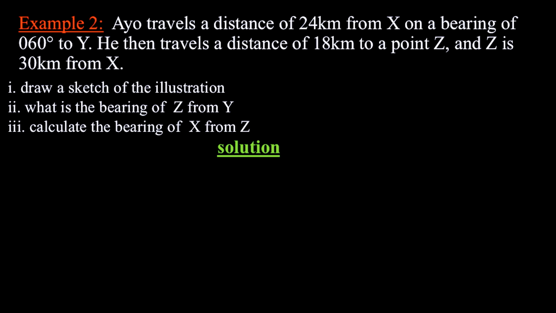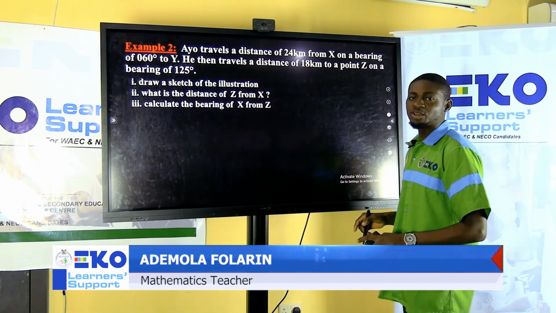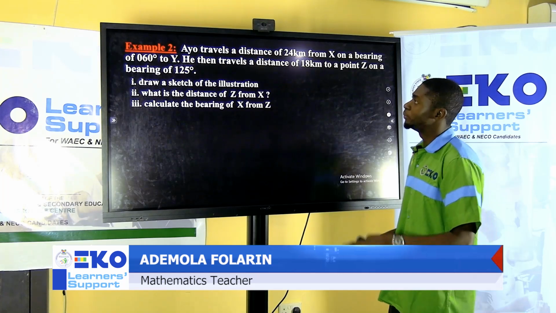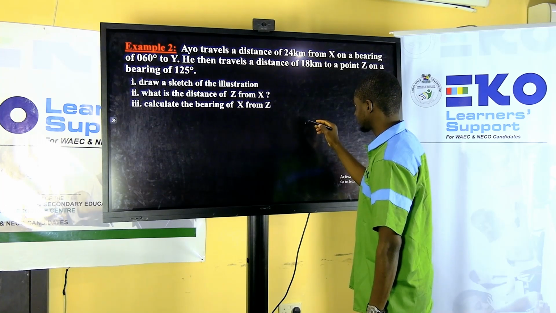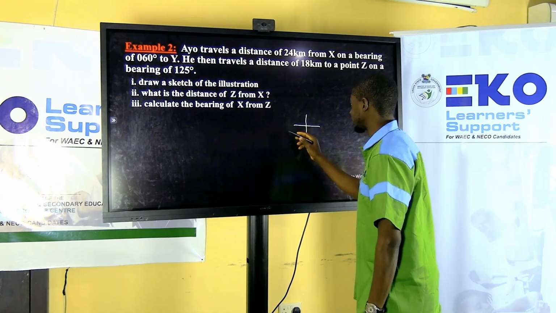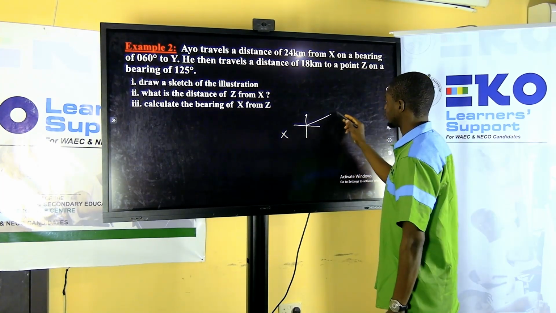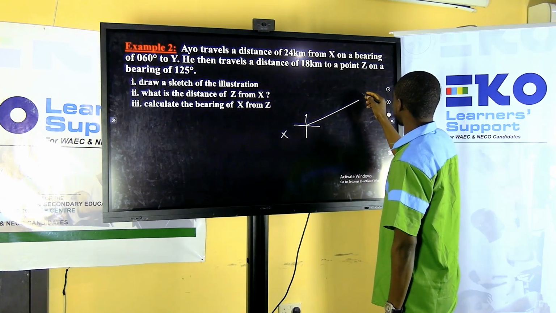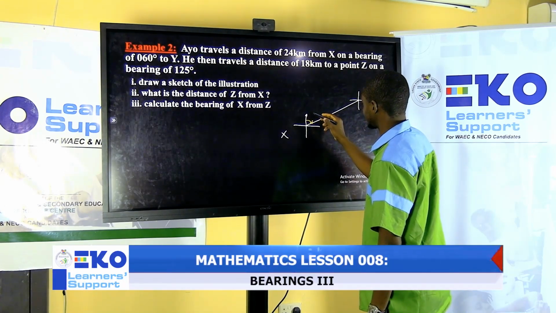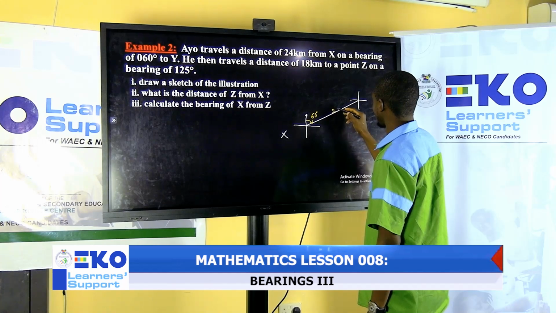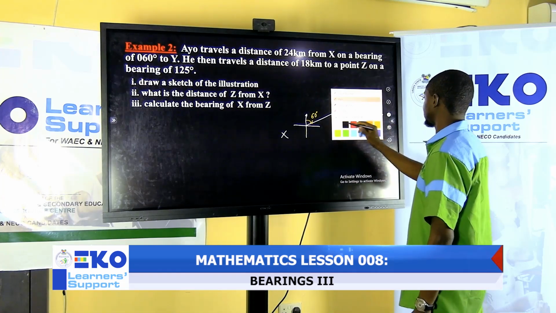So let's move into action with that. Ayo travels a distance of 24 kilometers from X, which is the starting point, on a bearing of 60 degrees. So if this is point X, and this is the north part of it, if Ayo travels at 60 degrees to a point here, which is point Y, that means this place is our 60 degrees, and it is 24 kilometers. That's the distance. This is the bearing. And this place is our Y.